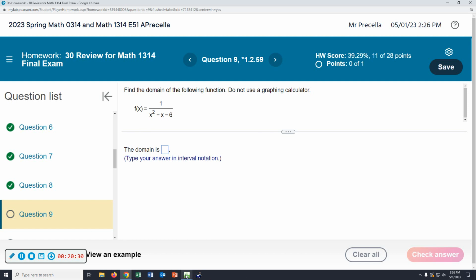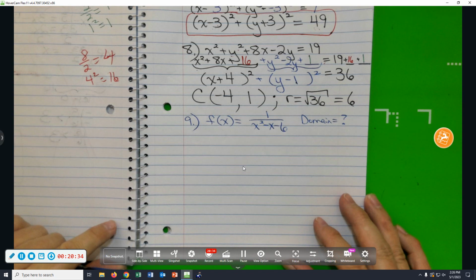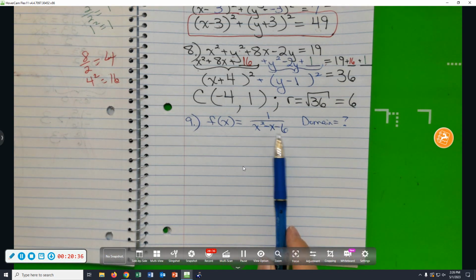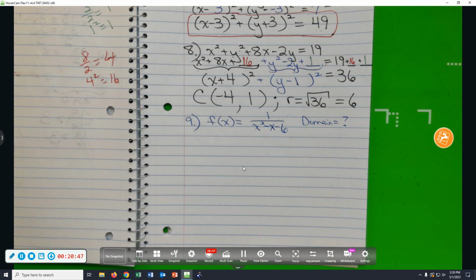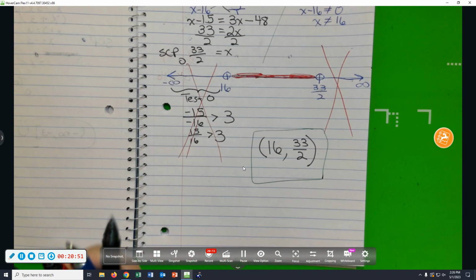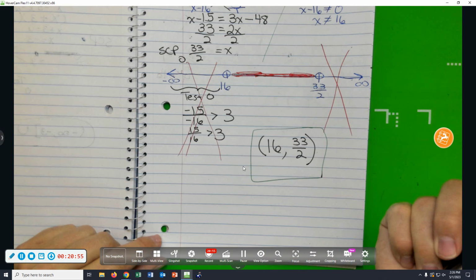Okay, so they give us a function, they ask us to find the domain. Well, we see that it's a fraction. We know there's something we don't want to have happen when dealing with fractions. It happened on number 6. What do we not want to have happen to fractions?